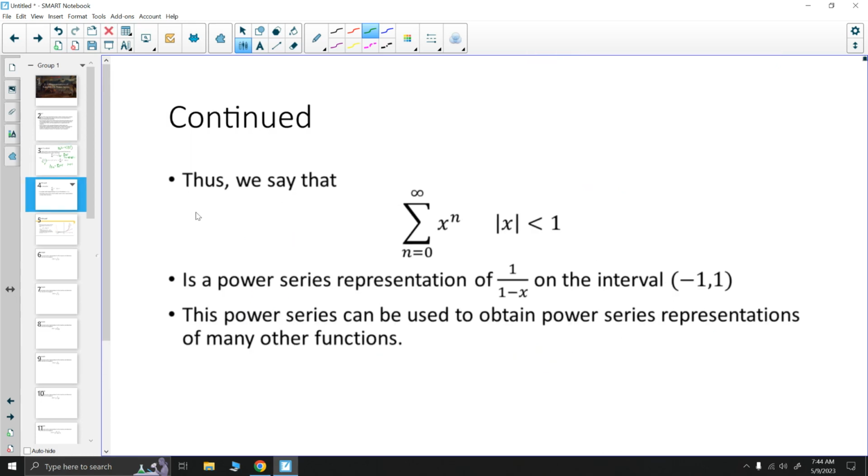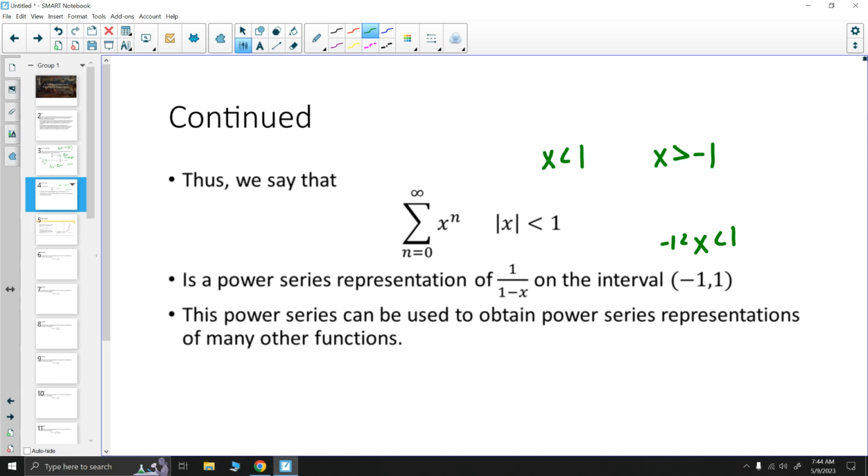Okay, so basically, we say that this sum, x to the n, with absolute value of x less than 1, is a power series representation of the function 1 over 1 minus x on the interval from -1 to 1. This is because the interval -1 to 1 we're talking about is in terms of x. X is between 1 and -1, okay? Because if we solve this absolute value inequality, if you recall, we drop the absolute value and write this, but then we also flip it. X is greater than -1. So that's why it's in between -1 and 1.